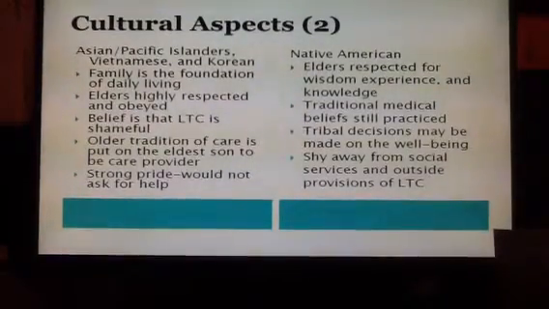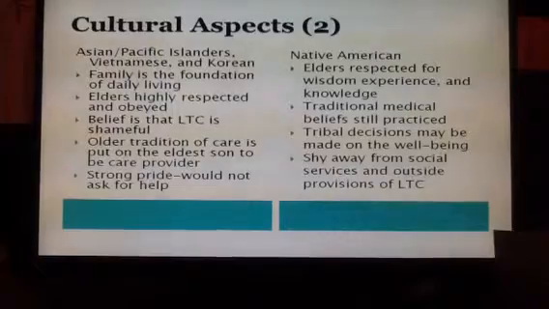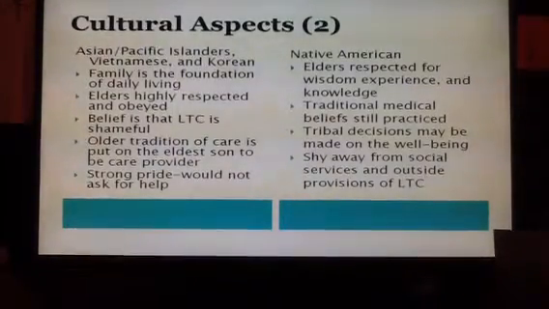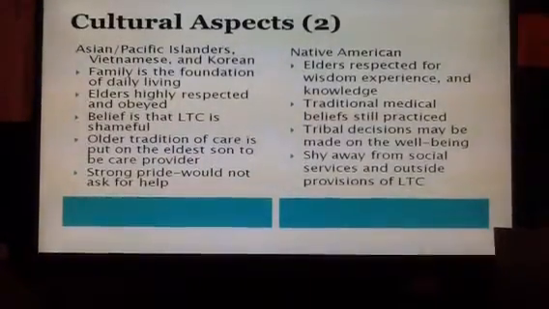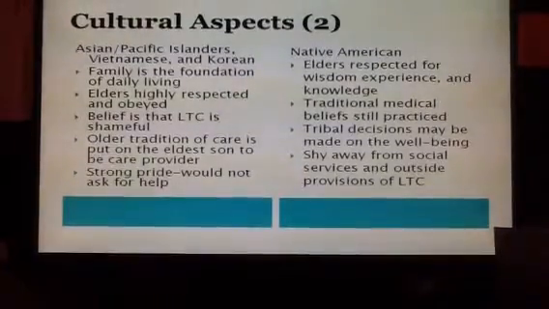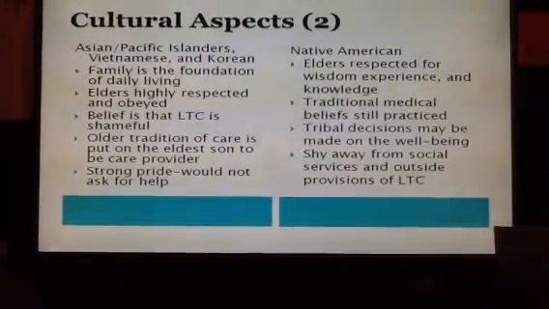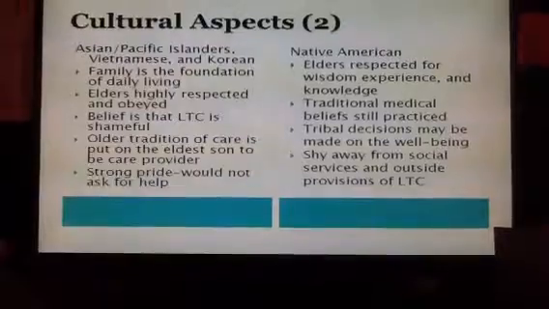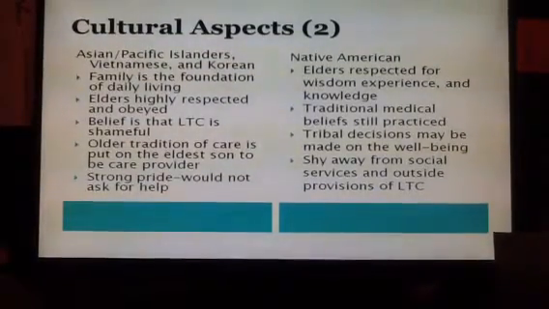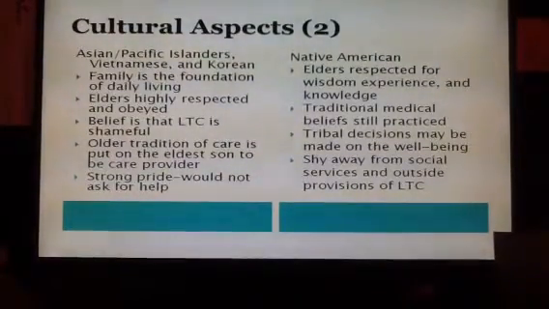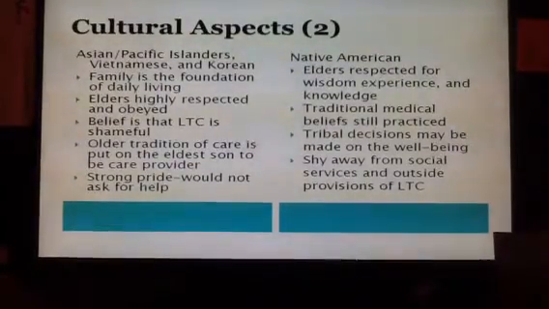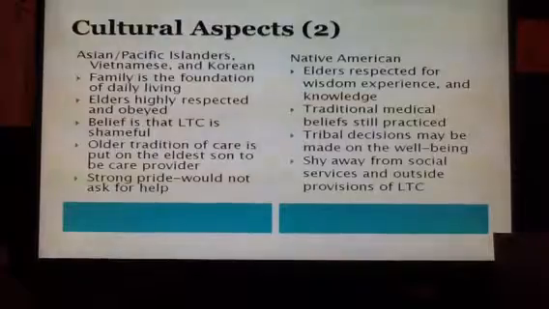Cultural aspects of Asian Pacific Islanders, Vietnamese, and Korean. Family is the foundation of daily living. Elders are highly respected and obeyed. The belief is that long-term care is shameful. In the older tradition, care is put on the eldest son to be the care provider. There is strong pride, and this group would not ask for help.